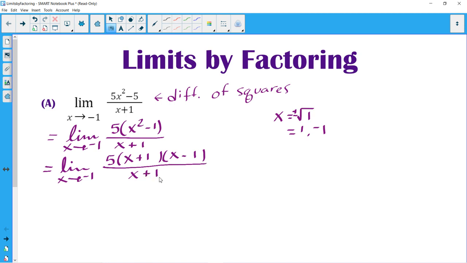Now, one of the things I've been emphasizing to my students over the last few years is before you even start a limit, you should know what is going to cancel. So if you look at this limit, x goes to -1. What that means is I want to cancel x plus 1, the associated linear factor with that limit. So in this case, that x plus 1 and that x plus 1 is what cancels.